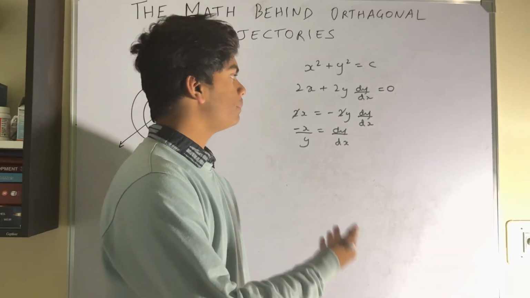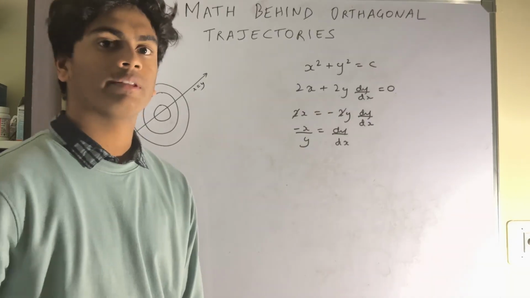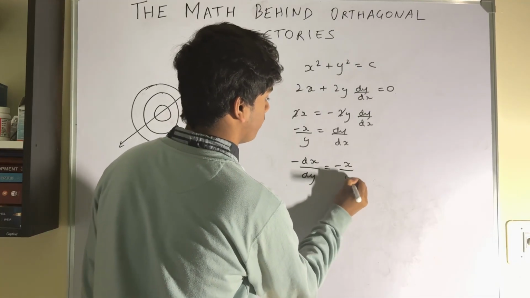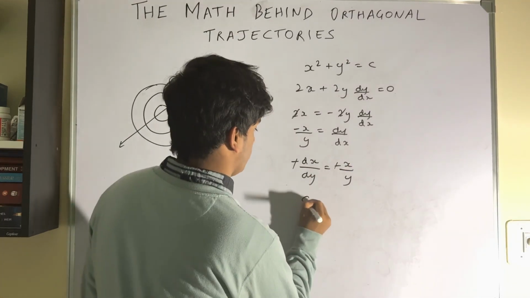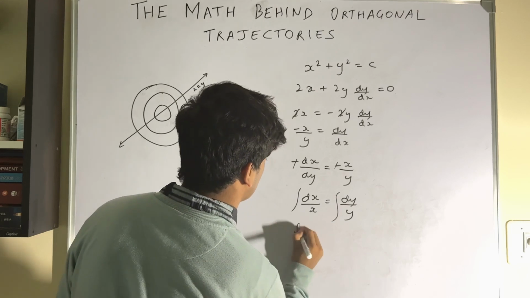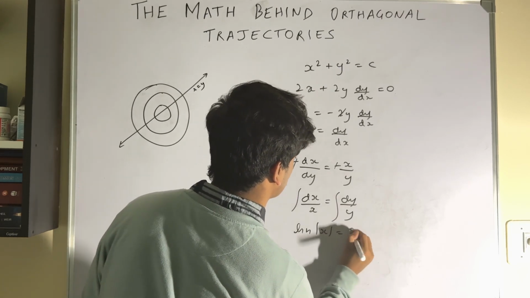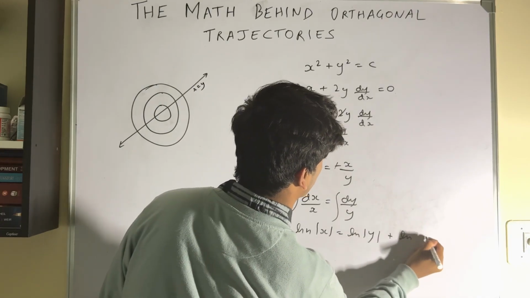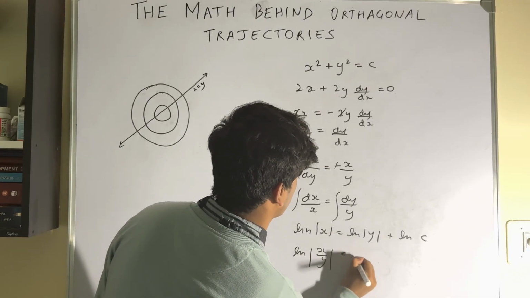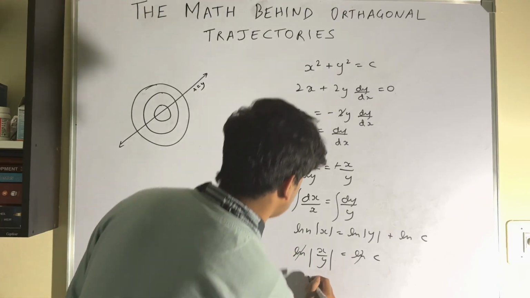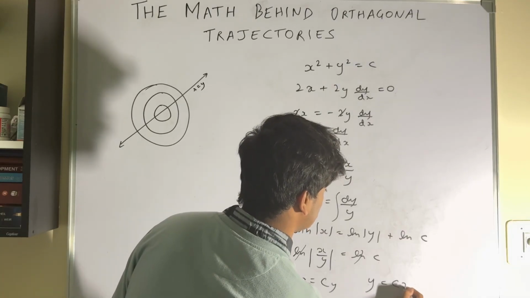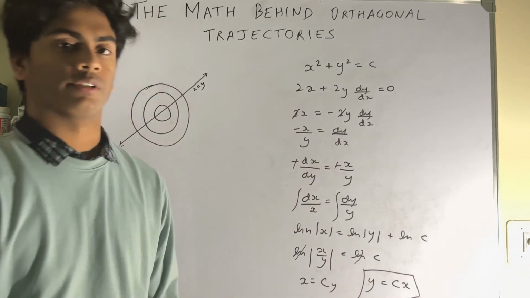Now, as mentioned earlier, to find the perpendicular orthogonal trajectory, we replace dy by dx with minus dx by dy. So replacing that, we get minus dx by dy equal to minus x by y. The minus cancels out. We get dx by x equal to dy by y. Integrating both sides, we get natural log of x equal to natural log of y plus natural log of c. Taking it to this side, we get natural log of x by y equal to log of c. The log cancels out and we get the equation x equal to cy, which can also be written as y equal to cx. This is the answer to this current question.